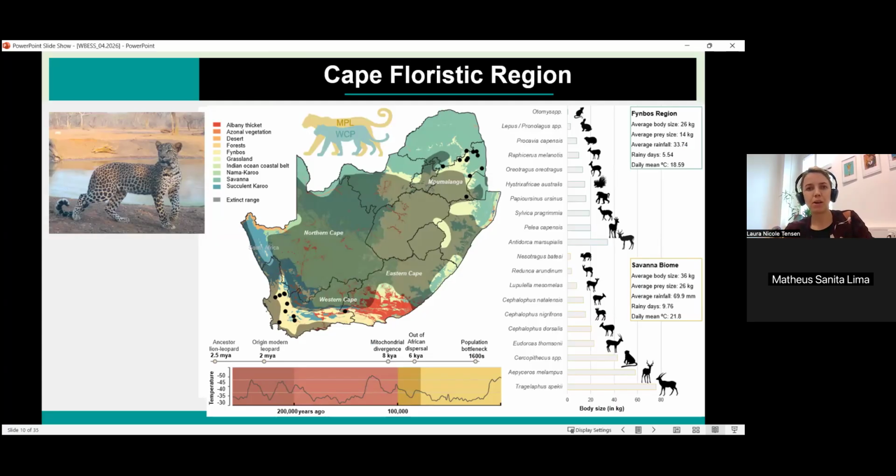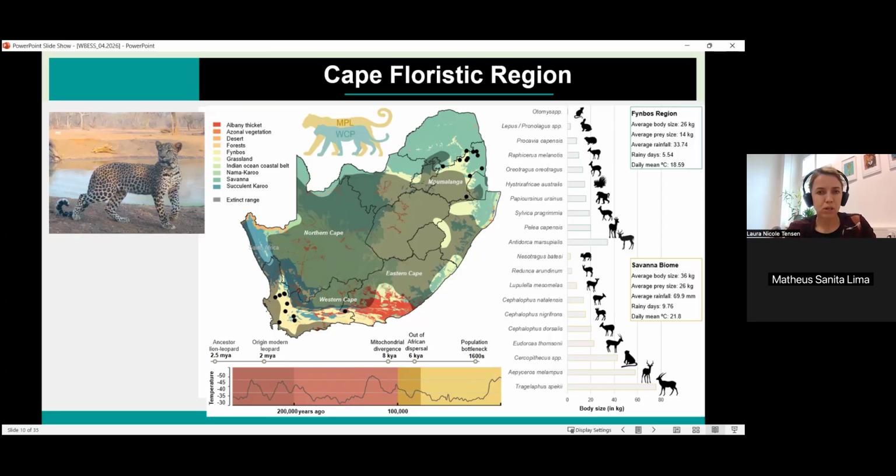Because of the difference in biome, you'll see that leopards prey on different items as well. Large antelopes never made it that far south, or at least not all of them. And the prey density is also a lot lower in the south. So leopards more often hunt rodents and hares and rock hyraxes, or very small buck, whereas up north they hunt larger prey such as impala, even up to female kudu.